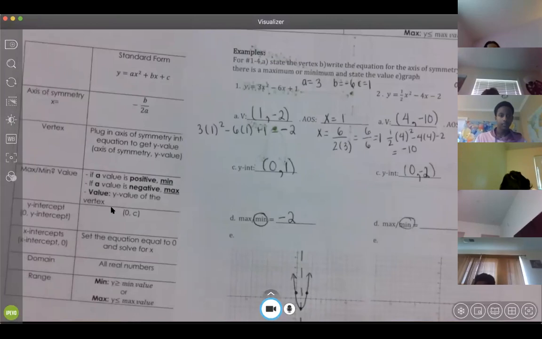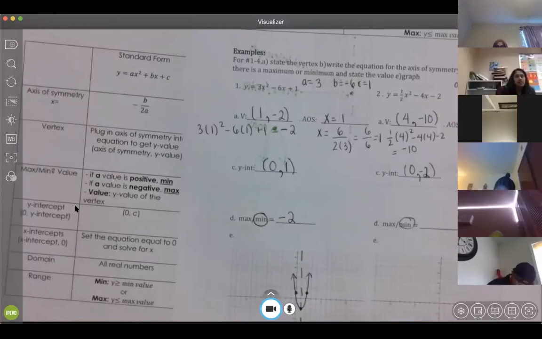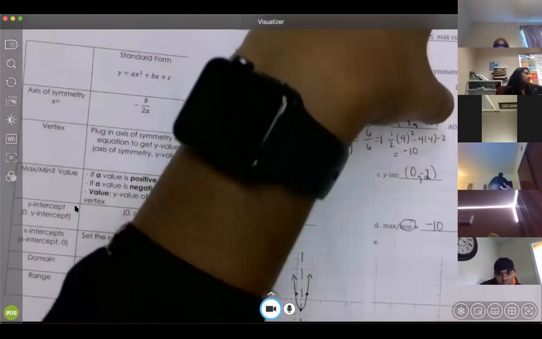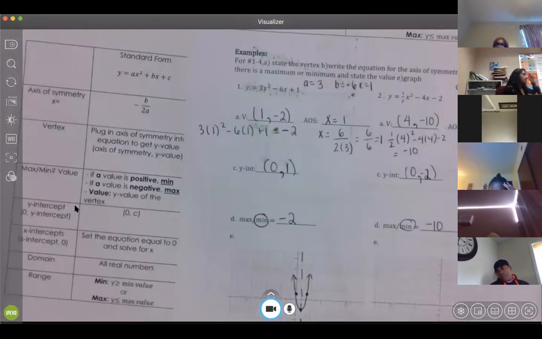All right, and what's that minimum value going to be? What do you think, Anam? -10. And how did you know that? Because it's the y value of the vertex. Yes, so it's the y value of the vertex. Good job.